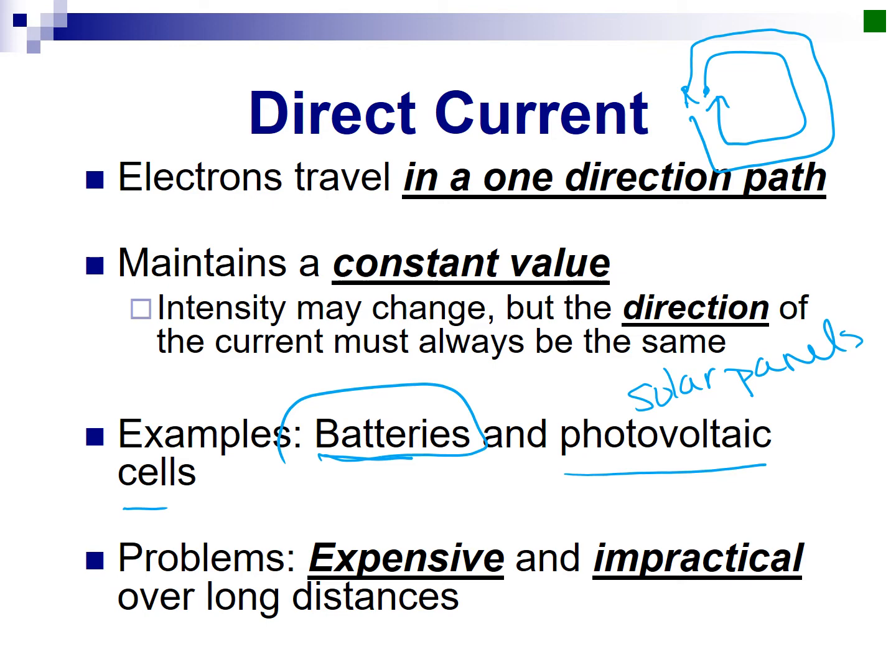The problem is that it's very expensive to use direct current, and it's impractical over a long distance. If you wanted direct current into your house, you would need a power plant within a mile of your house in order to use it.